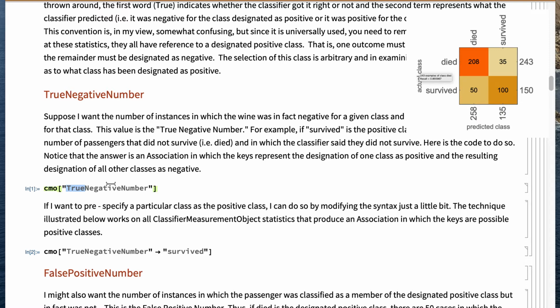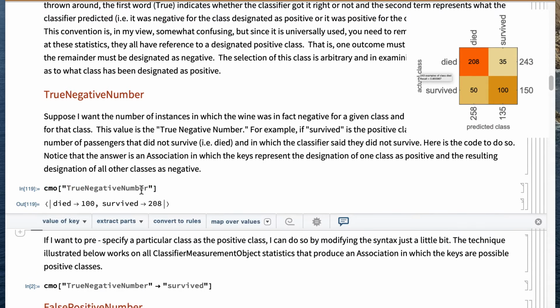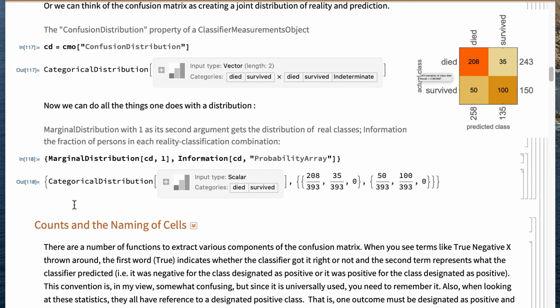Now, for all of what I'm about to show you, for an awful lot of these statistics, negative and positive are sort of arbitrary, right? It could be that survived is the positive category, or it could be that died is the positive category. It kind of depends what I'm interested in. And so, if you don't tell Wolfram language which class you intend to be positive, it will generously give you the answer for both.